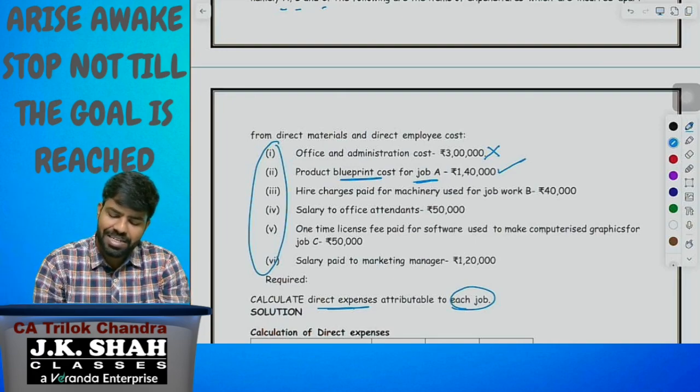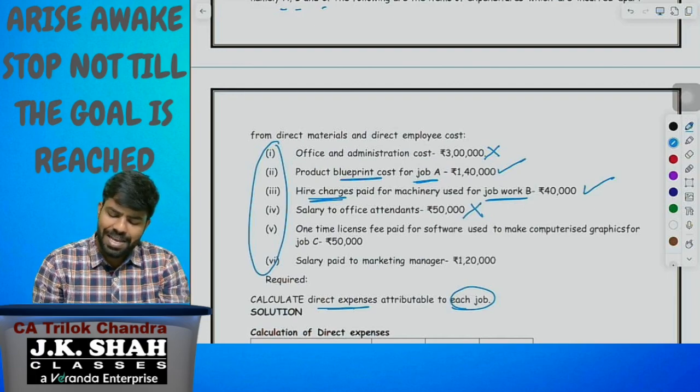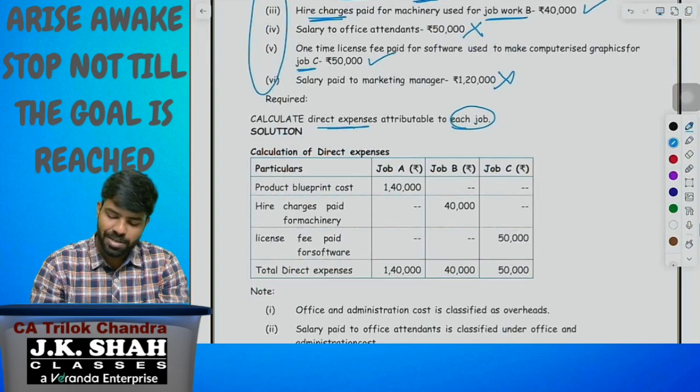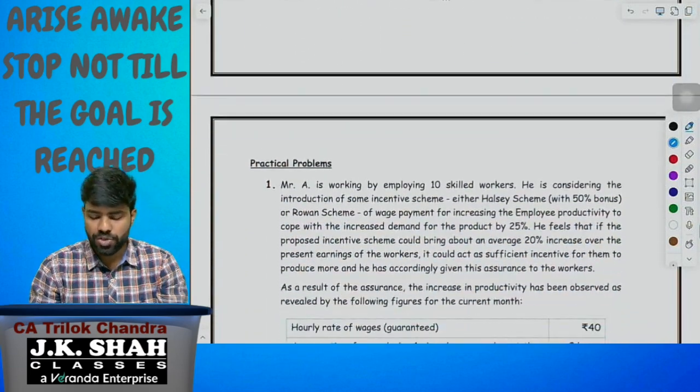Next, hire charges paid for machinery used for job work B. So hiring charges of the machinery is an expenditure specifically incurred for job B, so it's a direct expense. Salary of office attendant, general expense, not a direct expense, indirect expense. One-time license fee paid for software used to make computerized graphics for job C, specifically incurred for job C, direct expense. Salary paid to marketing manager is not a direct expense. So these 3 are the direct expenses. That is what they have given. So by this, we're done with the illustrations.